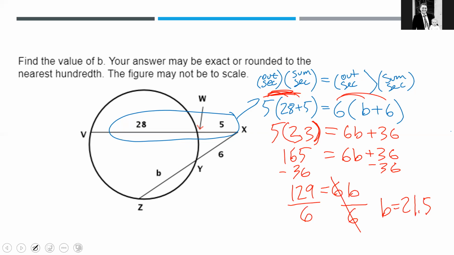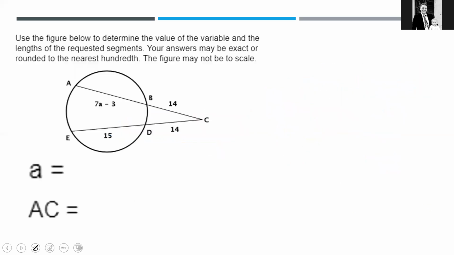So very similar to the last formula you had to learn. It's just now we don't have to worry about squaring a tangent. We just have two secants that we split up. All right, last problem. Remember, it's going to be the outsides. So 14, I'm going to do this part first, times the sum of the secant, which is 7a minus 3 plus 14.